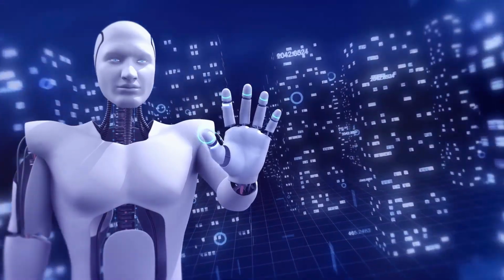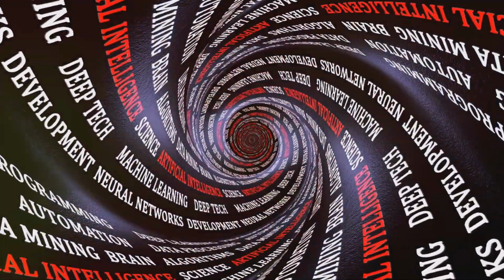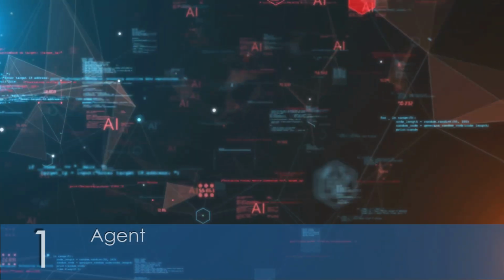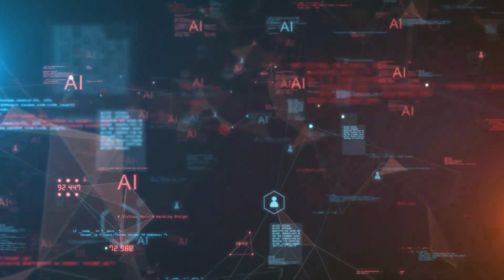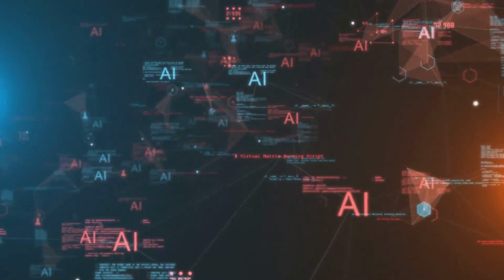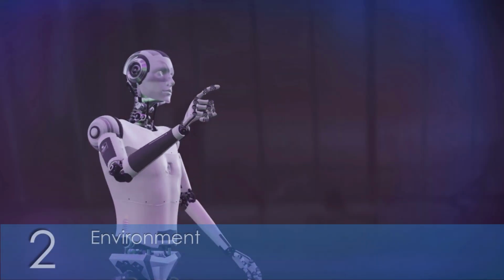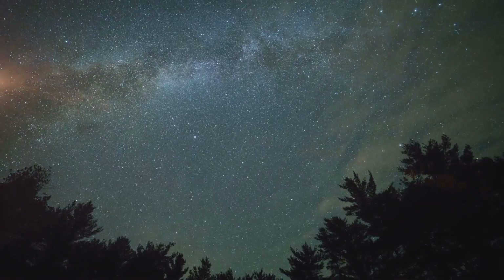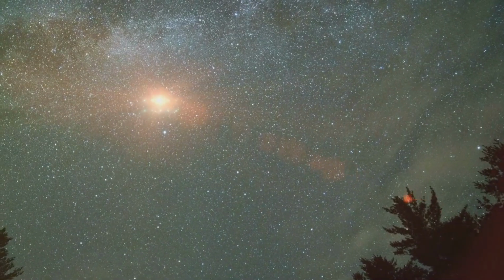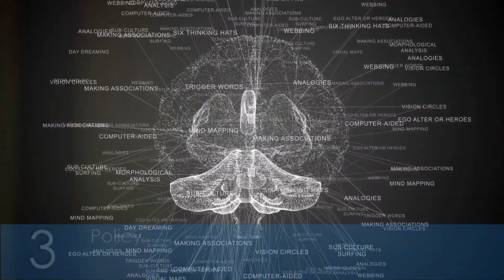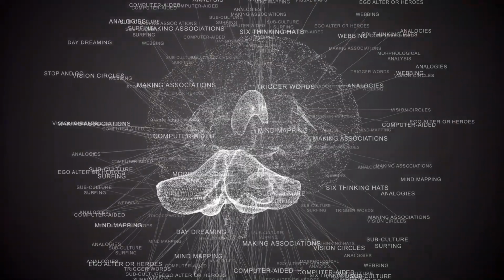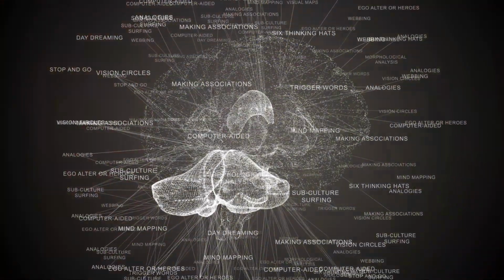Next, let's talk about the key components or building blocks of RLHF. Understanding these components will give you a clearer picture of how RLHF works. 1. Agent. The agent is the AI system that interacts with the environment and makes decisions based on the feedback it receives. 2. Environment. The environment is the context or scenario in which the agent operates. This could be a simulated environment, a real-world setting, or a specific task. 3. Policy. The policy is the strategy or rule set that the agent uses to decide on actions based on the current state of the environment.